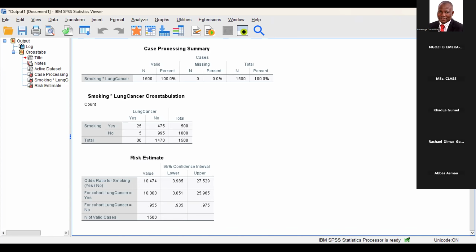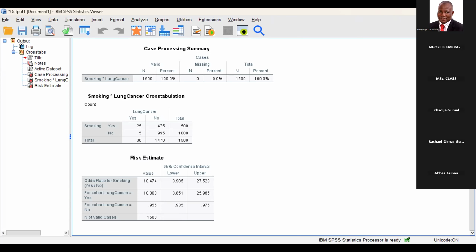But if it is like this, it's significant because it has not crossed 1. It starts from 3 point something to 25 point something. Also, if it starts from minus 25 to minus 3 point something, it's still significant.